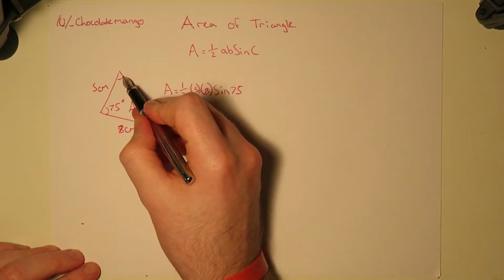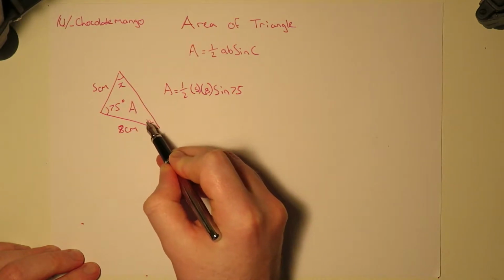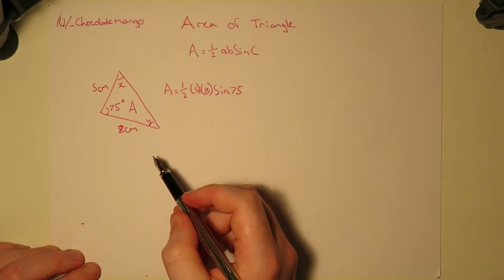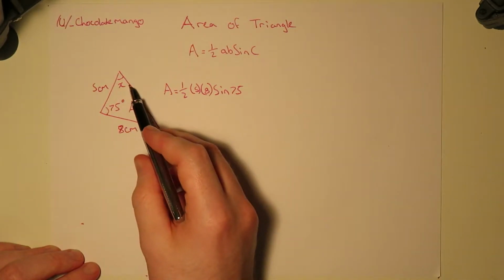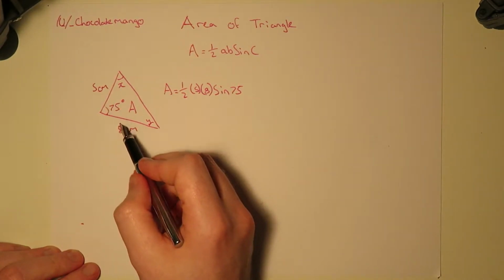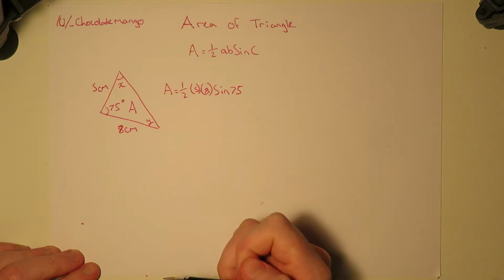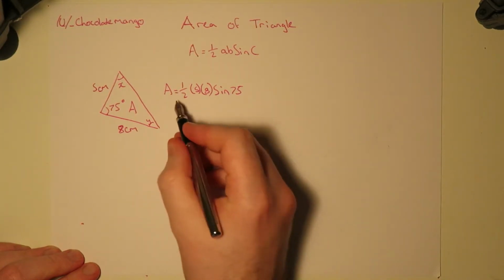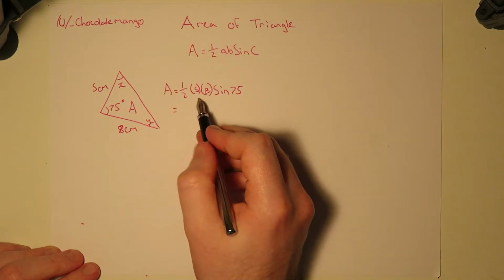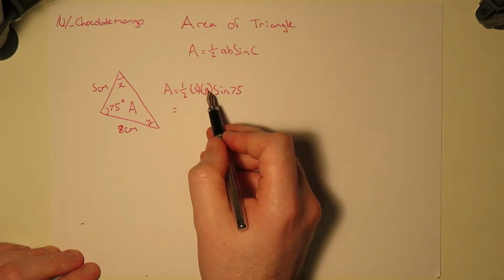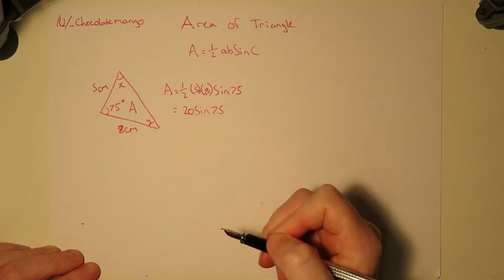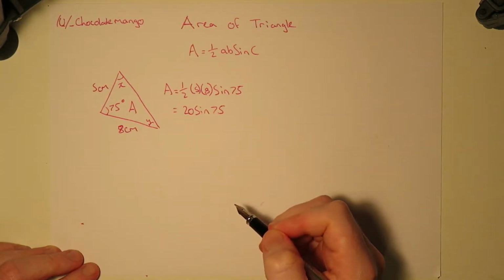So the A and the B are either side of the angle that we're given. Now we don't know these other two angles, X and Y. We have no idea what they are. So to work out the area of that triangle, that's the angle we're given, so we need the two lengths either side of it. Then you use your calculator. But first I'm just going to simplify this: half of 8 is 4, 4 times 5 is 20. So that's 20 sine 75, and then you need to use a calculator to work that out.